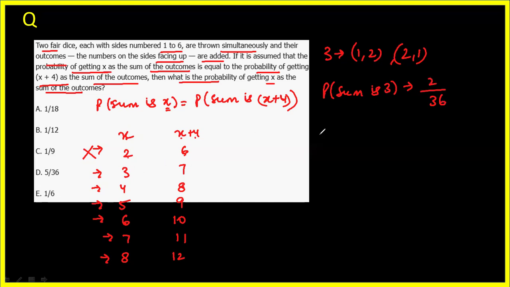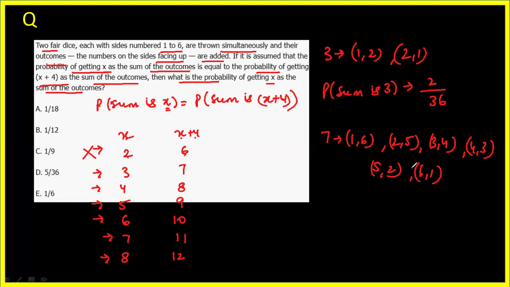What about 7? Getting a 7 sum: 1, 6; 2, 5; 3, 4; 4, 3; 5, 2; 6, 1. Are they equal? Probability that the sum is 7. Is that equal? So how many choices? Total 36. Favorable 6. 6 upon 36. Are they equal? 2 upon 36, 6 upon 36? No. That means the second case also gets cancelled.